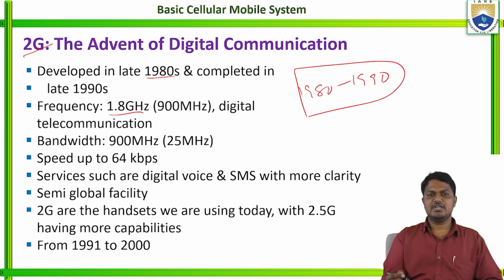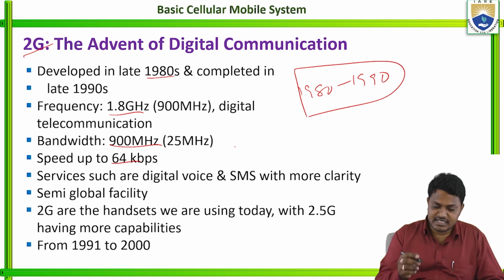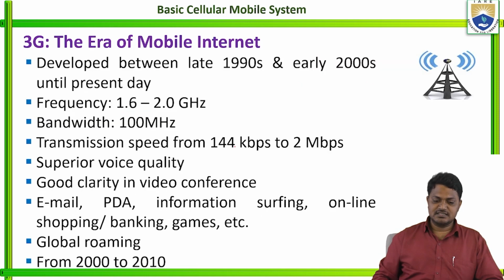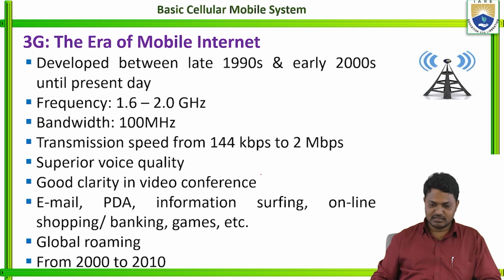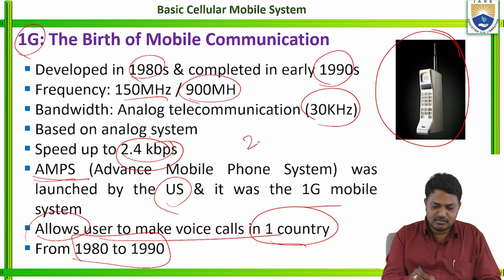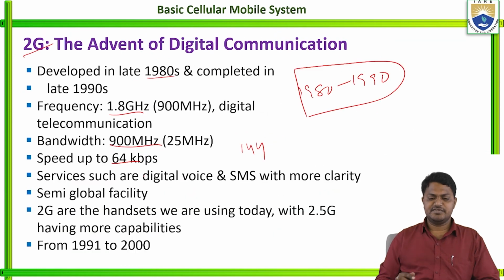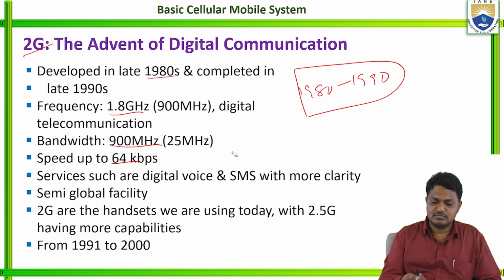1G is for analog communication, and 2G is for digital communication. The frequency utilized here is 1.8 gigahertz, the bandwidth is up to 900 megahertz, and the speed is up to 64 kbps. In 1G communication, it was only 2.4 kbps. So it went from 2.4 kbps to 64 kbps.